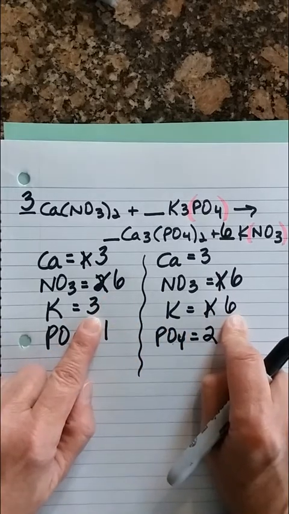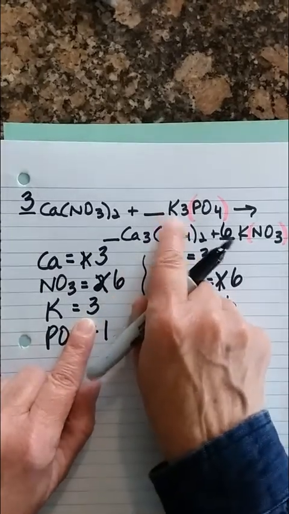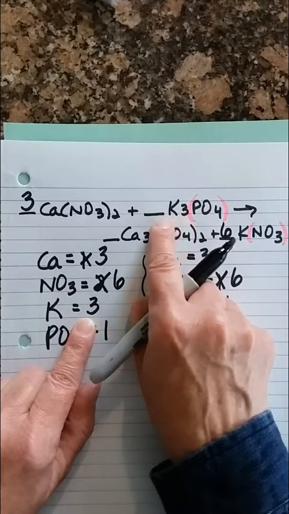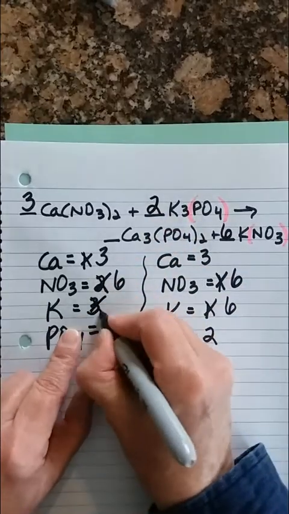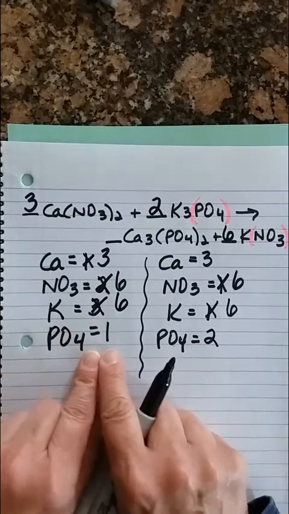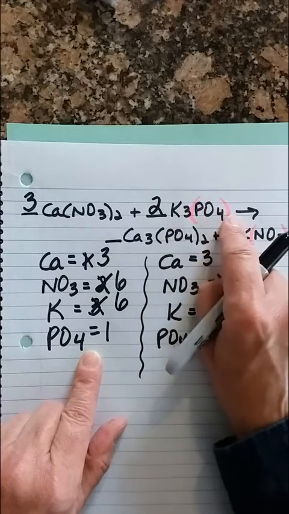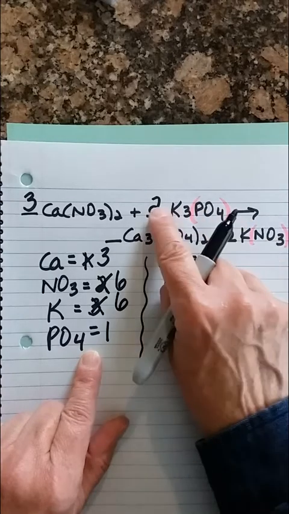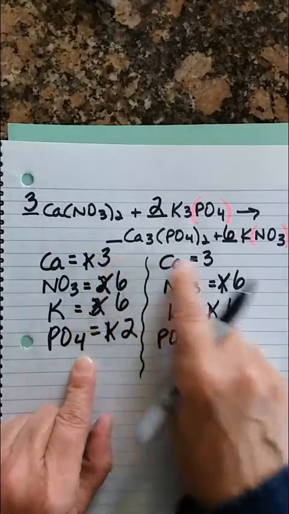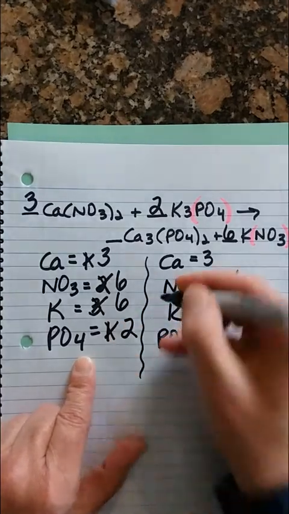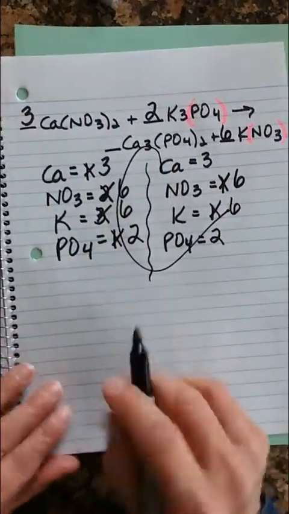Now, the K over here, there's only 3. How can I make that 6? Let's go up to the part K3. So what times 3 is going to give me 6? And that would be a 2. So 2 times 3 gives me 6. So this changes to a 6. So now I've got 6. That's good. But by putting that 2 there, okay, remember we put the PO4 in an imaginary parenthesis, which meant we had 1. So 2 times 1 gives me 2. And I have 2. So I've got 3, 6, 6, 2. Balanced. Very good.